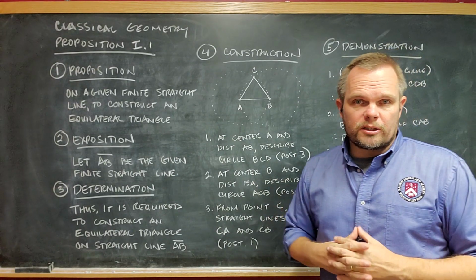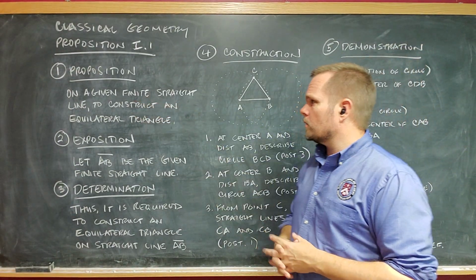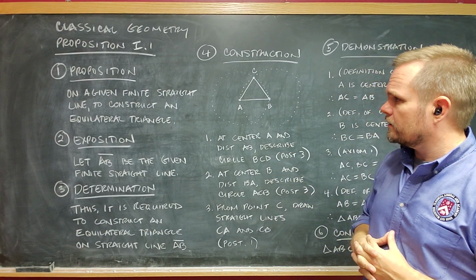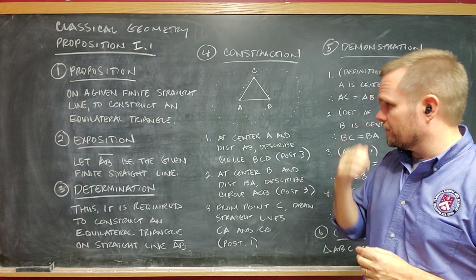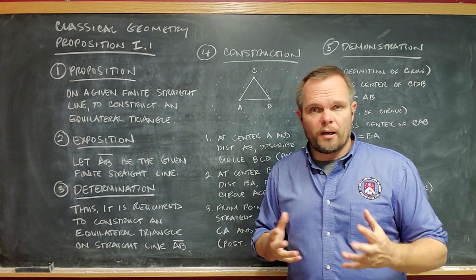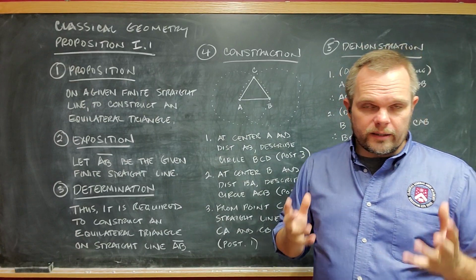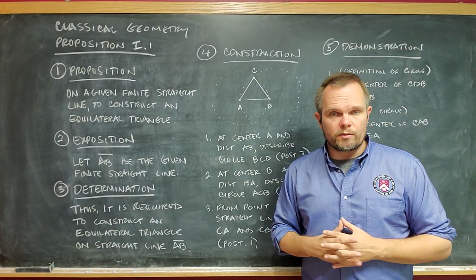Just to think about this before we get started, we're given a finite straight line, and we're asked to investigate whether it's possible, on a given finite straight line, to construct an equilateral triangle.